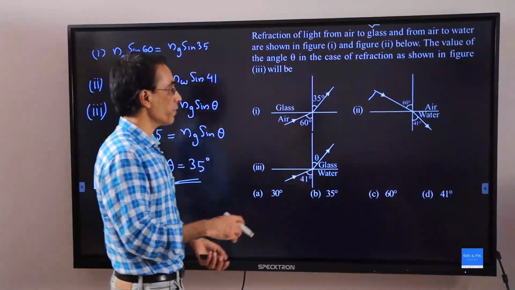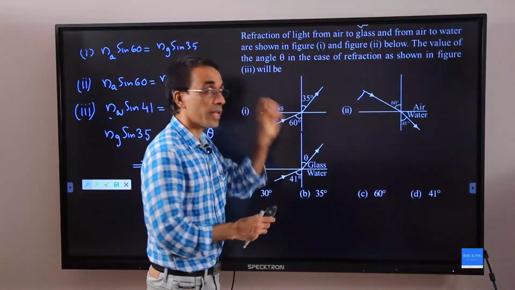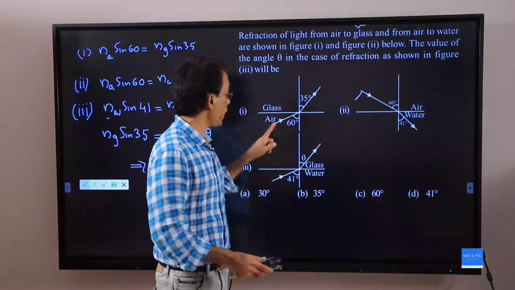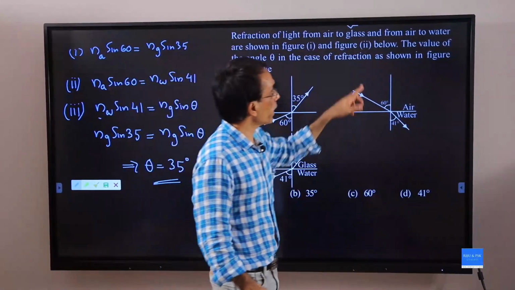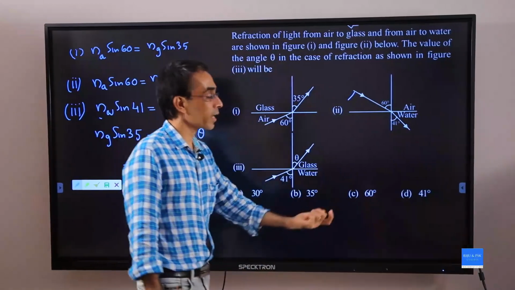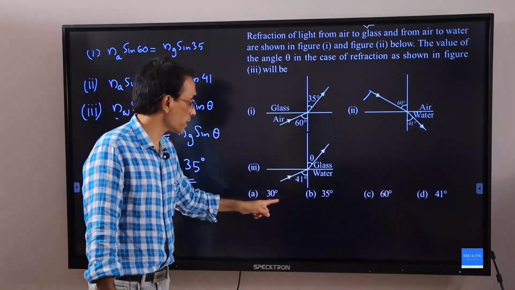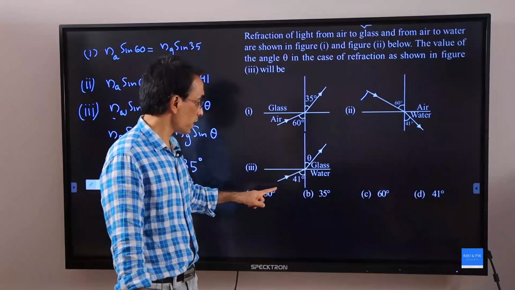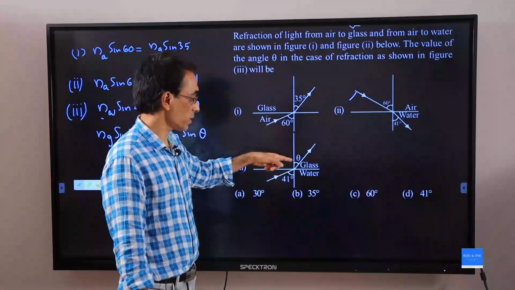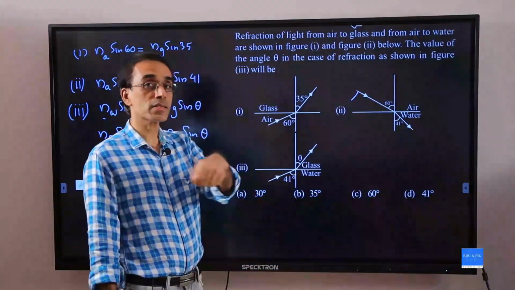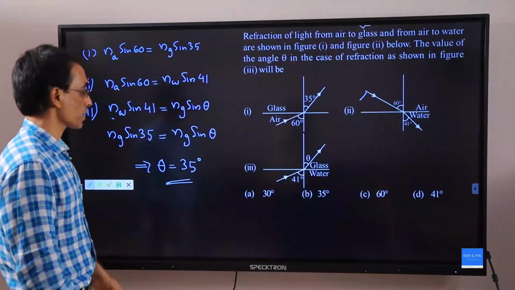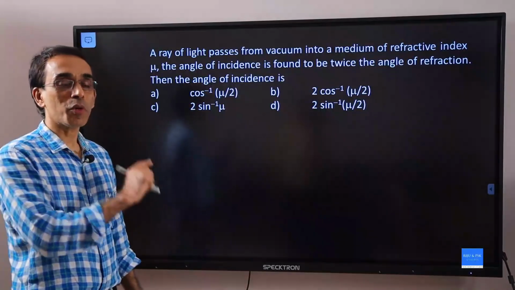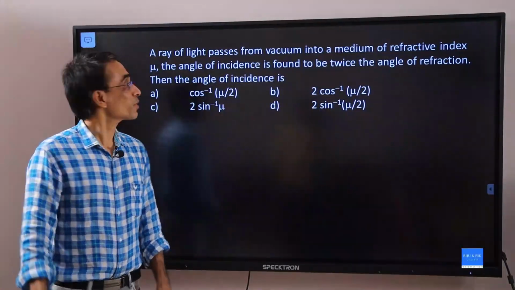And everywhere you have to observe that whichever is denser, the angle will be smaller. Air and glass, glass is denser, angle is 35. Here, air and water, water is denser, angle is less. Here again this is water and glass, and glass is denser than water, so angle theta must be less than 41. Okay. One more from refraction, a direct one.